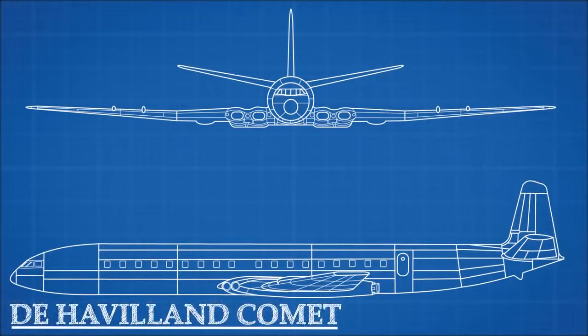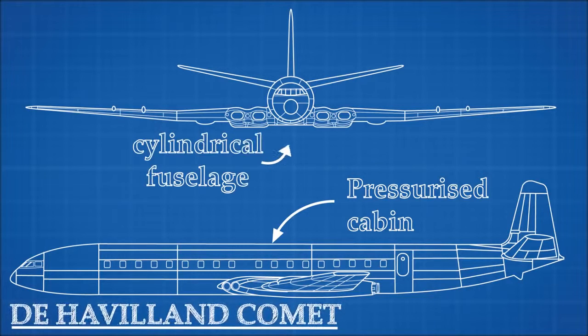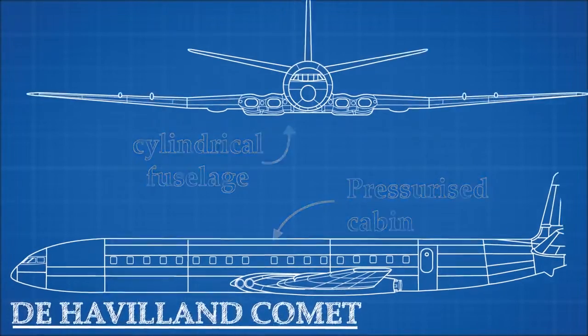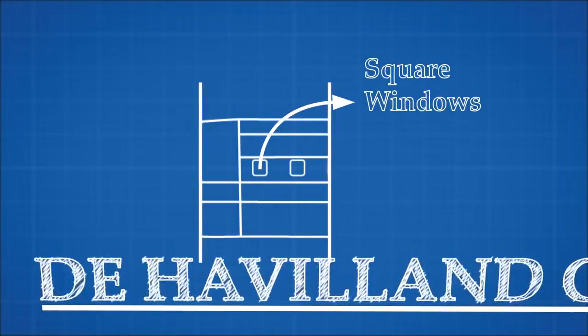First, the cabin has to be pressurized to create a survivable environment for the passengers. Second, the cabin must be cylindrical in shape, because a cylinder can resist the new internal pressure. But one design flaw was not corrected when cabin pressurization was first introduced. The windows remained square. So why is this a problem?